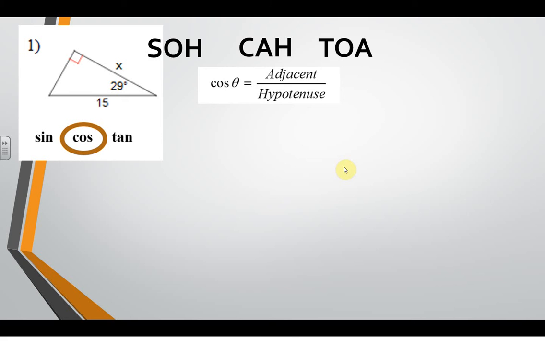So remember, what SOHCAHTOA stands for are these ratios. Cosine of an angle is equal to the adjacent side over the hypotenuse. So we substitute those values in. The angle always goes next to the trig function. So this says cosine 29 equals x over 15. And with anything, I can put it over 1 and cross multiply. So x times 1 is x, and cosine 29 times 15 is cosine 29 times 15. This is a number. We just have to calculate it.